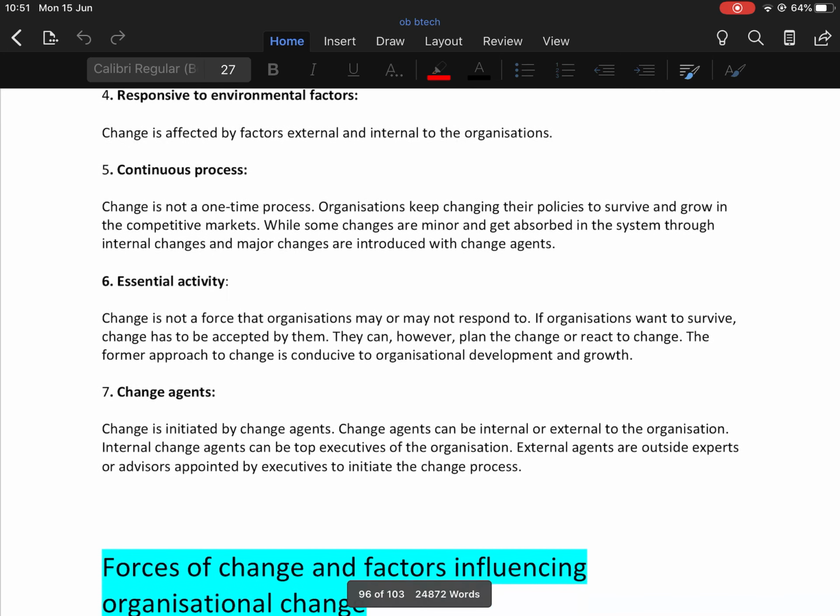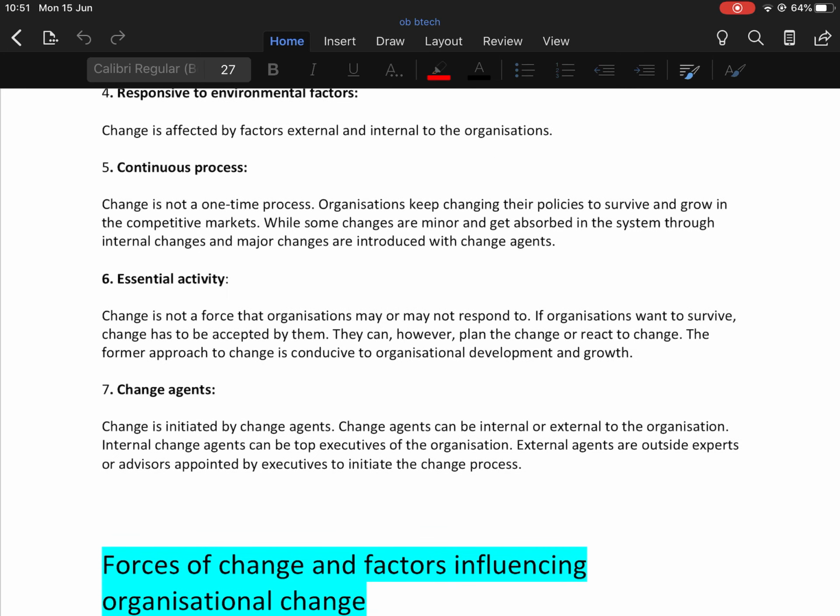Now the next one is continuous process. Change is not a one-time process. Organizations keep on changing their policies to survive and grow in competitive markets. While some changes are minor and get absorbed in the system through internal changes, major changes are introduced with the change agents. Now the next one is that it is an essential activity.